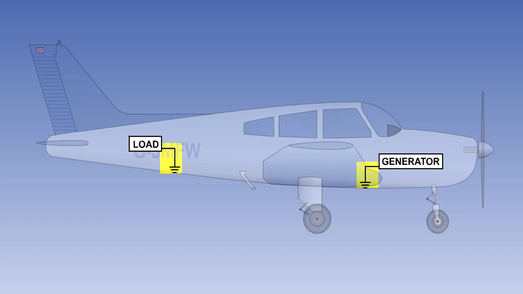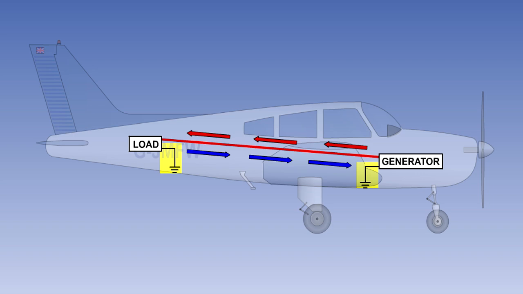The negative side of each load is connected to a suitable point on the airframe near the load. Again, this is known as an earth connection. The current can now flow through a single wire to the load, and the return current will flow through the airframe to the generator earth point and back to the generator. This type of system reduces the amount of wiring required by almost half. This, of course, produces a significant weight reduction.